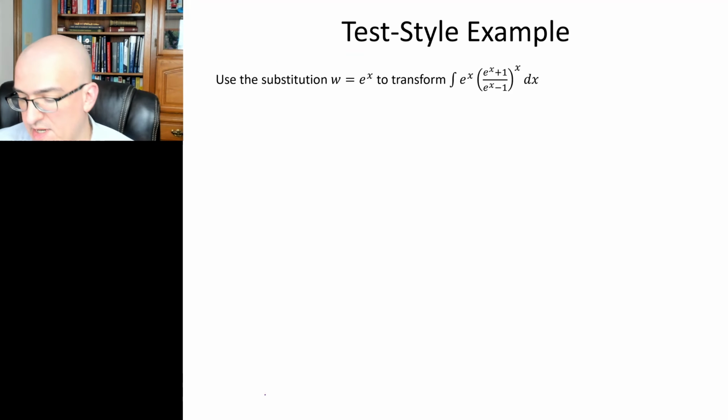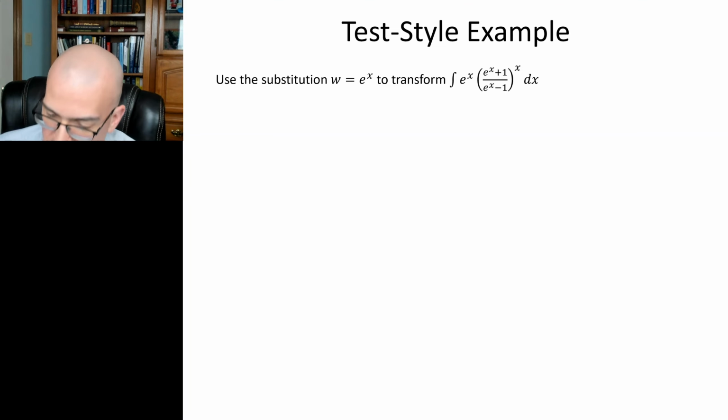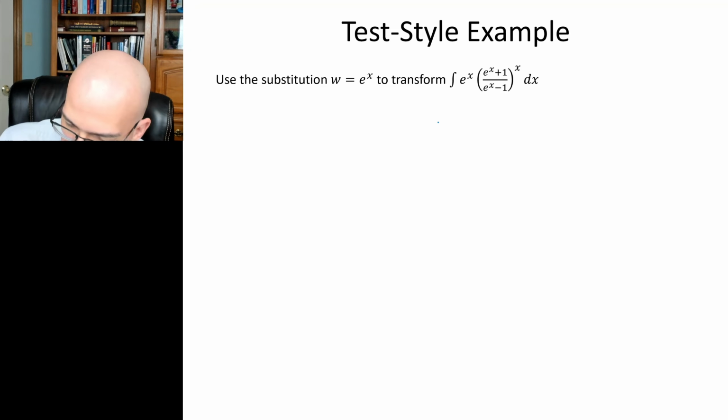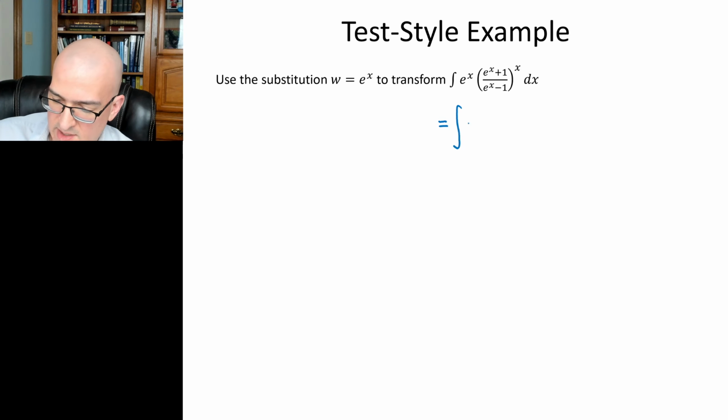Okay, really nasty now. Use this substitution, w is equal to e to the x, to transform this statement into something that will not be much better, maybe even worse. But we're just going to follow instructions. So I'm going to replace all the e to the x's with w's. I get w times (w plus 1 over w minus 1) to the power of x. That's going to be a problem. We have to do something about that.